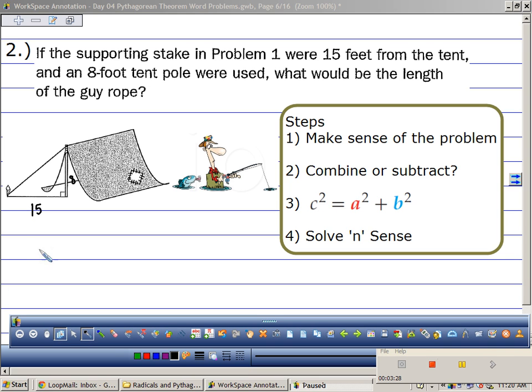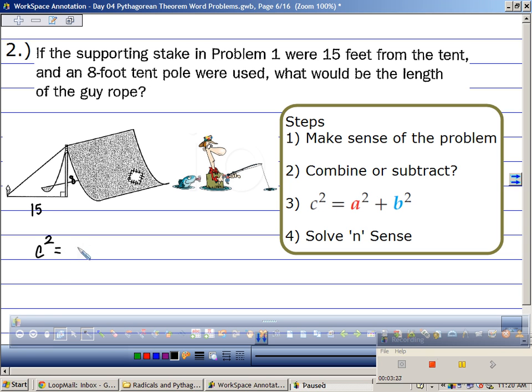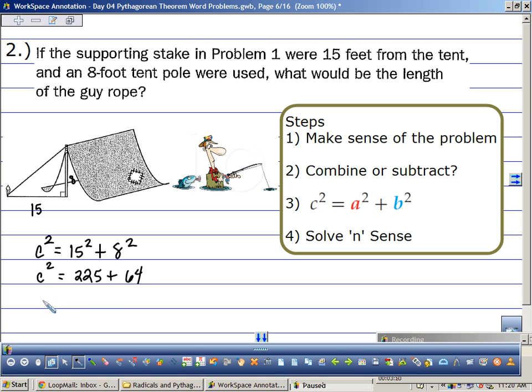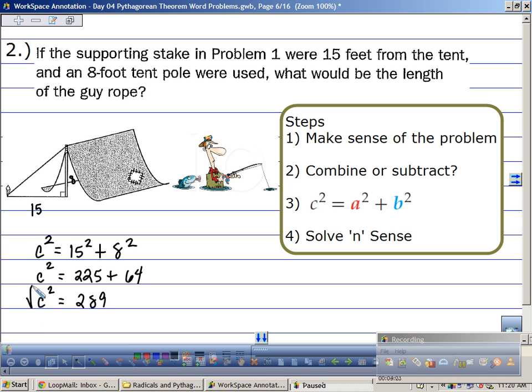Okay, so you guys said you had to add or subtract, combine or subtract. Add. So I would say C squared equals 15 squared plus 8 squared. Off the top of your head, do you know what 15 squared is? 225 plus 64. What is 225 plus 64? 289? Well, that's nice because I know that's a perfect square. Is it 14? Well, if 15 is 225, 17.